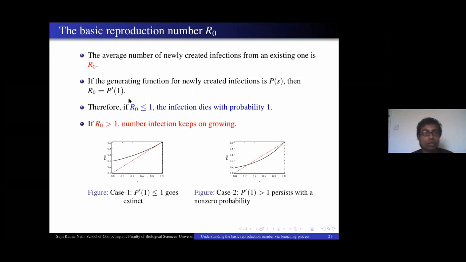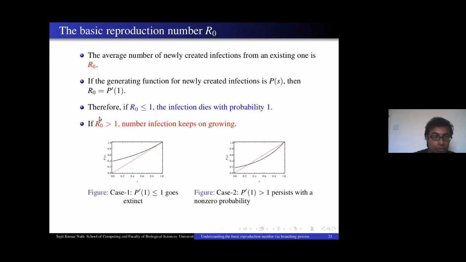What we have discussed so far is that whenever this mean is less than or equal to 1, this population will go extinct with probability 1, right? So whenever R naught is less than or equal to 1, the infection must go extinct. But when this average is greater than 1, then it keeps on growing. That is why R naught is the predictive parameter for infection propagation. It is just a one-line conclusion from the theory of branching process. That is why this parameter is really important.